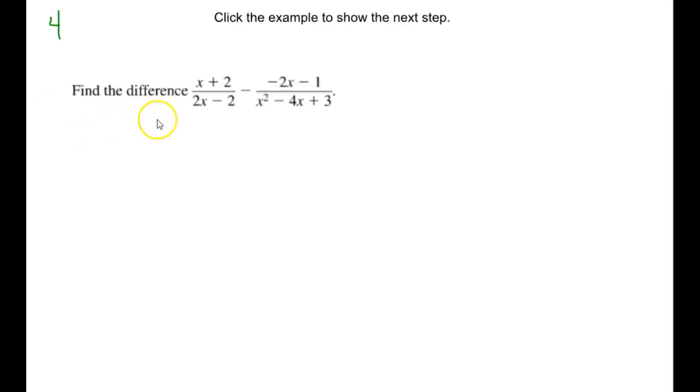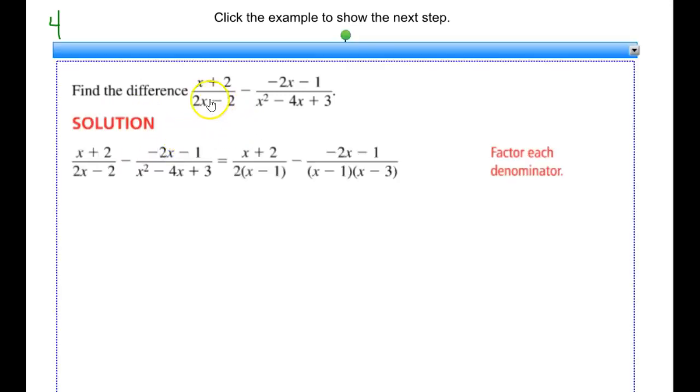Now let's find the difference here. This is example number 4. The first thing I want to do is factor each denominator. I notice I can get a 2 out of both of those terms, so it becomes 2 times the quantity x minus 1. This denominator can factor to x minus 1 times x minus 3. My numerators haven't changed at all, so first I factor.